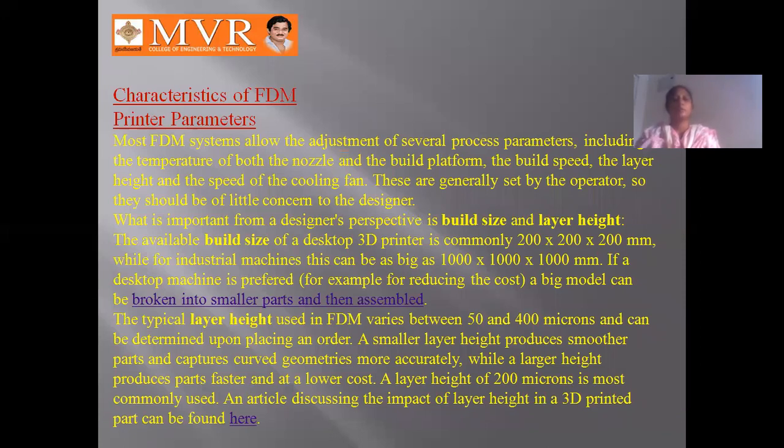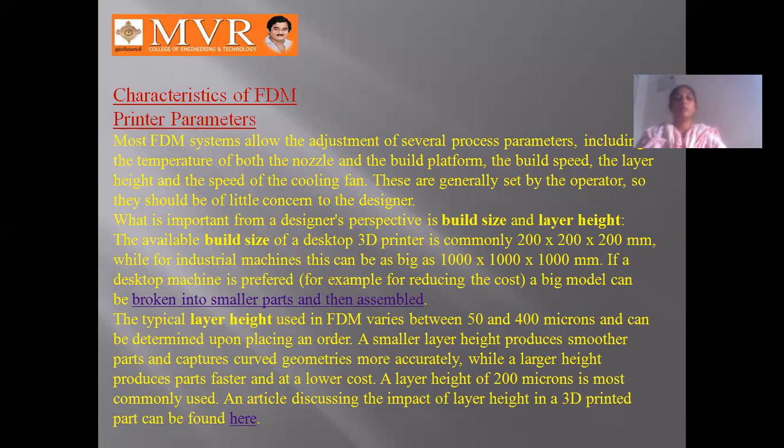Characteristics of FDM is nothing but printer parameters. Most FDM systems allow the adjustment of several process parameters, including the temperature of both the nozzle and the build platform, the build speed, the layer height, and the speed of the cooling fan. These are generally set by the operator, so they should be of little concern to the designer.